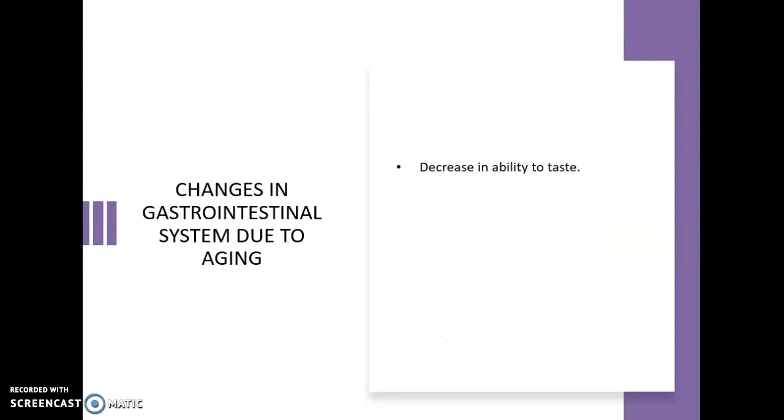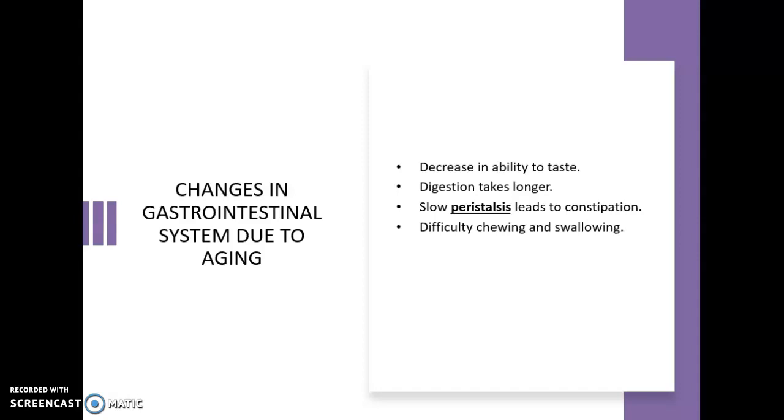Changes in the gastrointestinal system due to aging: decrease in ability to taste, digestion is slower and takes longer, and slow peristalsis leads to constipation. Remember, peristalsis is that wave-like muscular motion that moves things through your colon. It's just a wave-like muscular motion. Chewing and swallowing becomes more difficult. The absorption of vitamins and minerals is decreased. There is a decrease in saliva and digestive fluids.